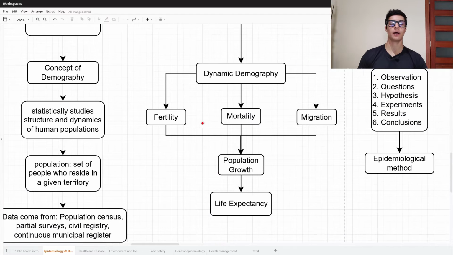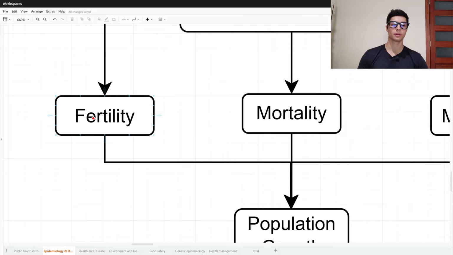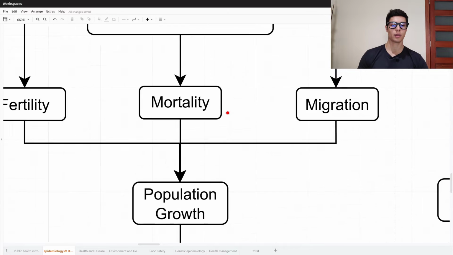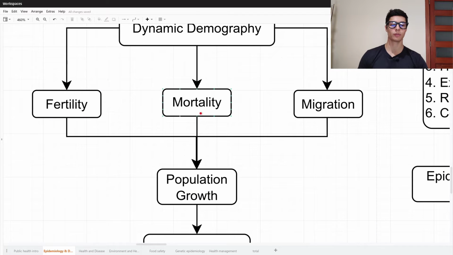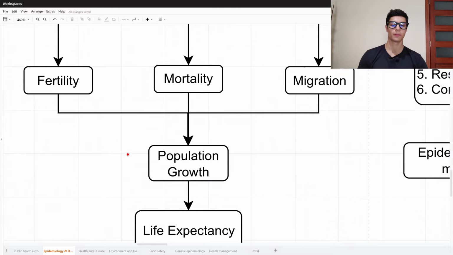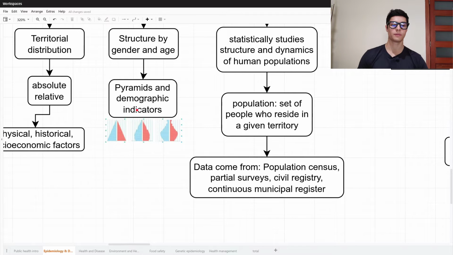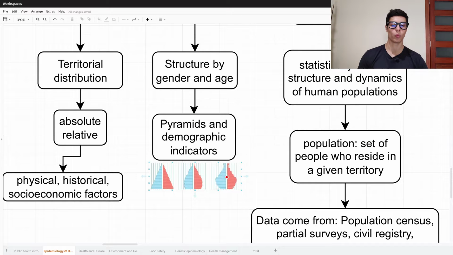On the other hand, we have the dynamic demography, and this tells us about fertility, mortality, and migration. There are a lot of indexes and types of data that can tell us about these three types of dynamic demography, but these indicators, what they all three do together, they tell us about the population growth right now and the life expectancy. The difference is that with these ones, they are static. We see how things went.